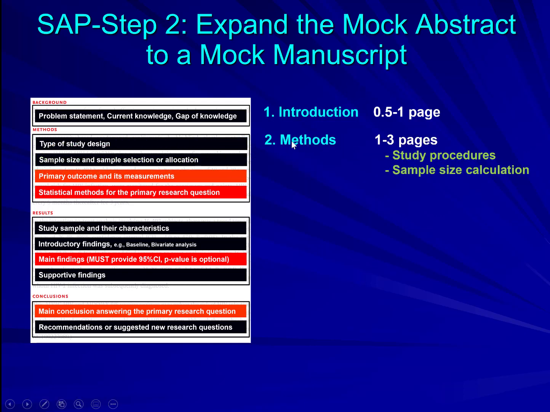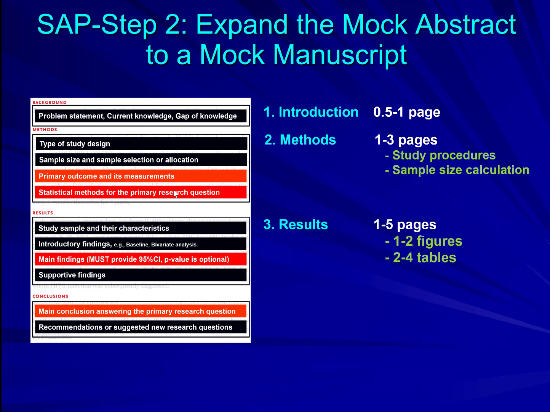Then for the methods section, we copy first and then expand to 1 to 3 pages. So it follows these sections also in the mock manuscript. Start with the first paragraph, or it could be a subheading, about the type of study design. The sample size and sample selection usually come at the end of this method section, before the statistical method for the analysis. So study design is followed by outcome and outcome measurements. All right, and the statistical section comes last in this section. So it's about 1 to 3 pages long.